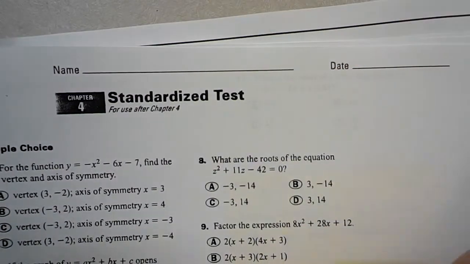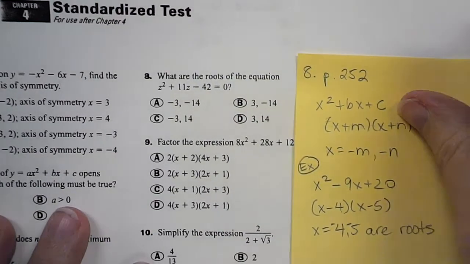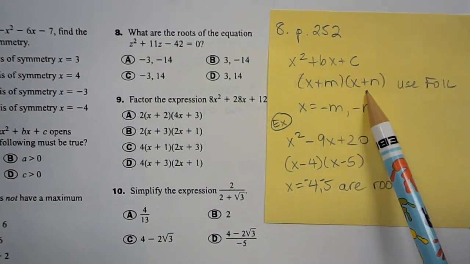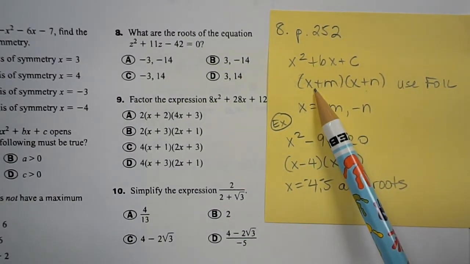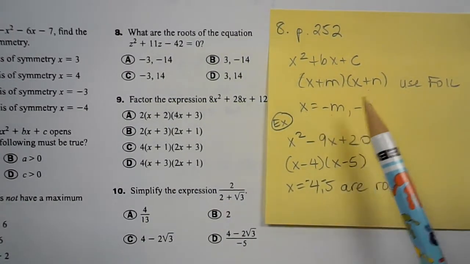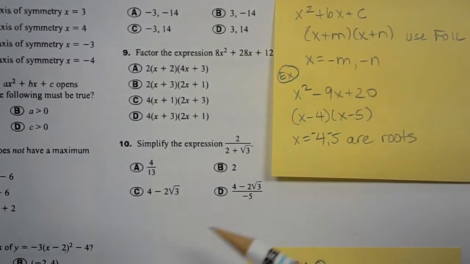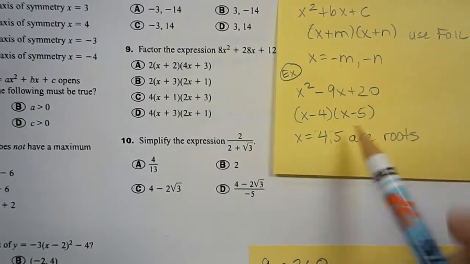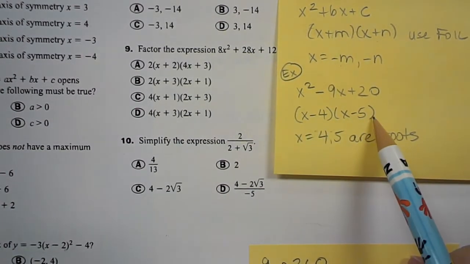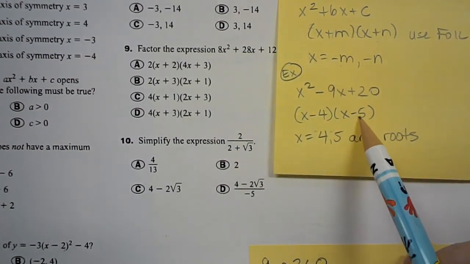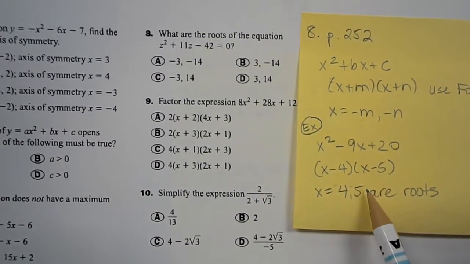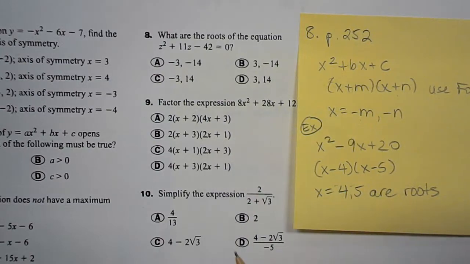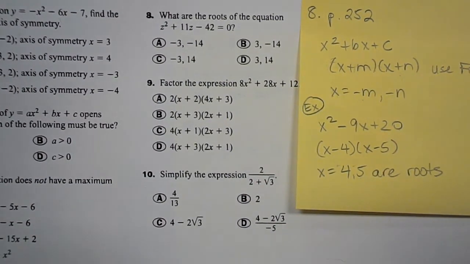The roots are the same as the solutions to the equation. So on page 252, it tells you to factor it out, and then if they're added, you're going to have negative values. You set them equal to 0. So in this case, it would not be negative 4 and negative 5. You would set x minus 4 equal to 0, so x is 4. x minus 5 is equal to 0, so x is 5. So be careful when you're setting the solutions equal to 0 that you take into account the correct sign.